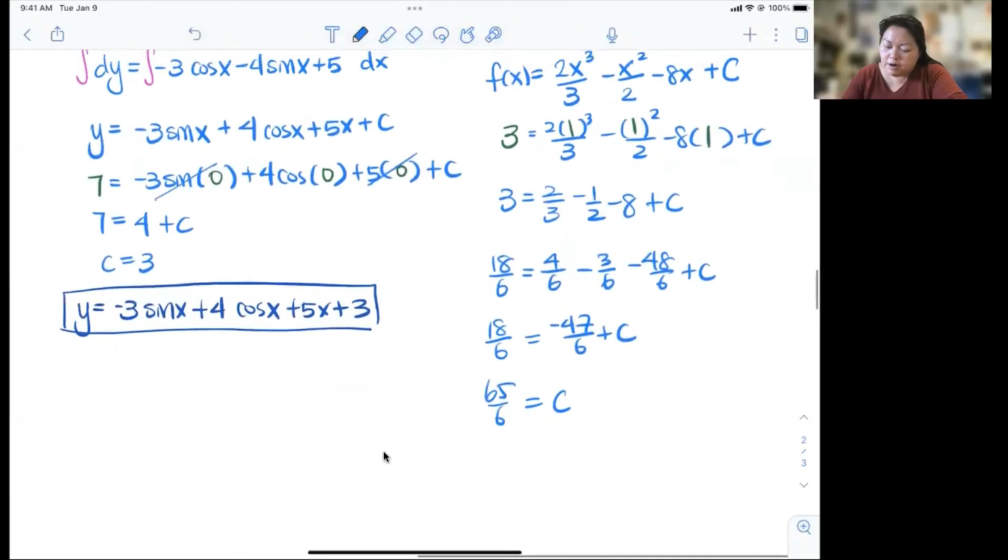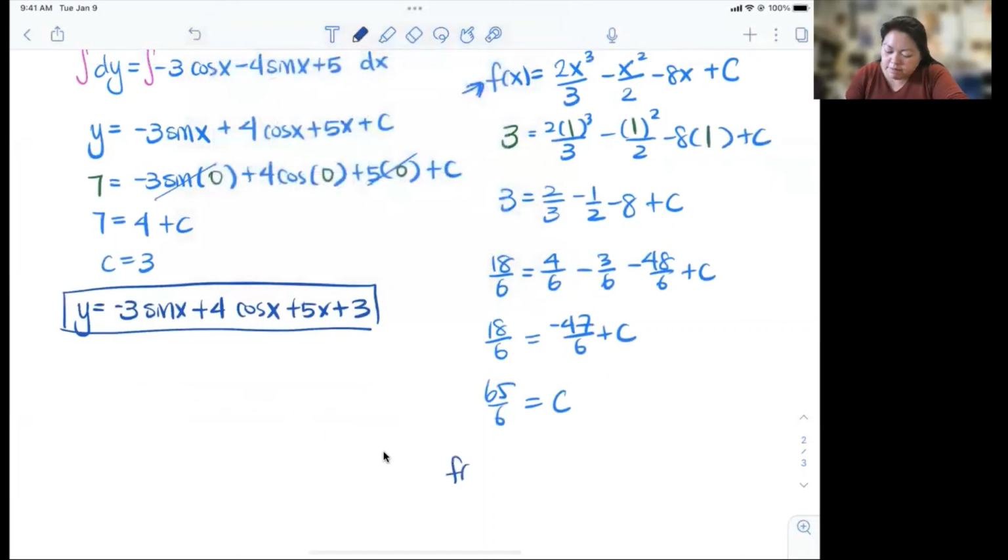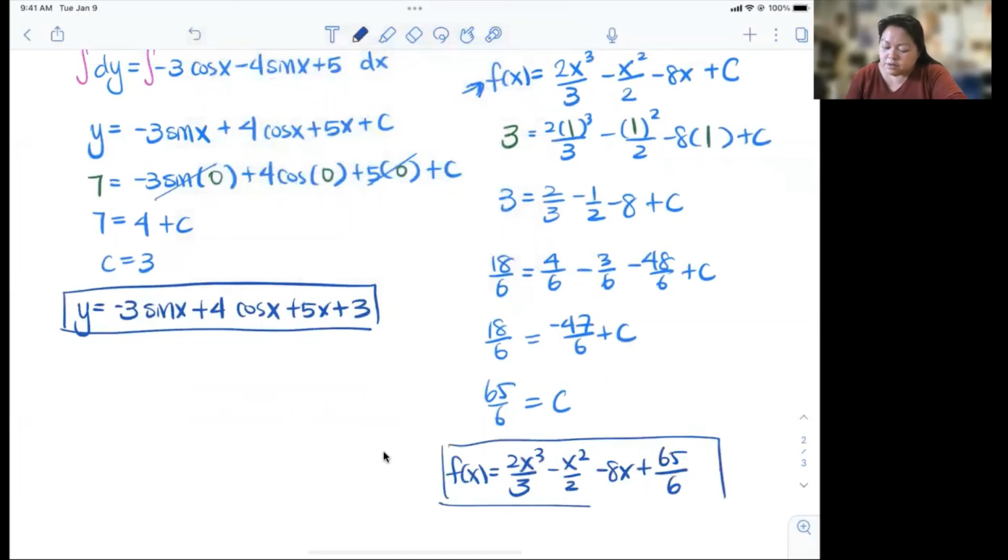Okay. All right, so now don't forget to put it back into this f of x equation. So to finalize your answer, you will say that your final answer, f of x equals 2x cubed over 3 minus x squared over 2 minus 8x plus 65 over 6. So this is your final answer.